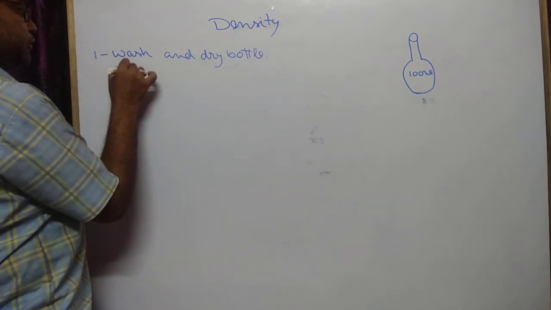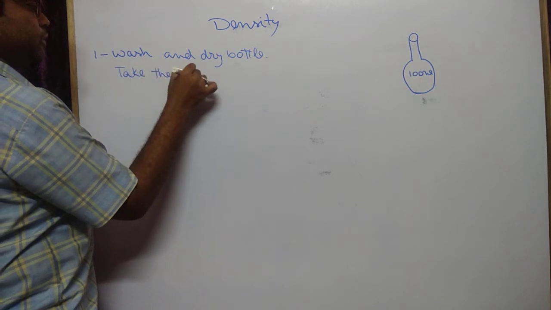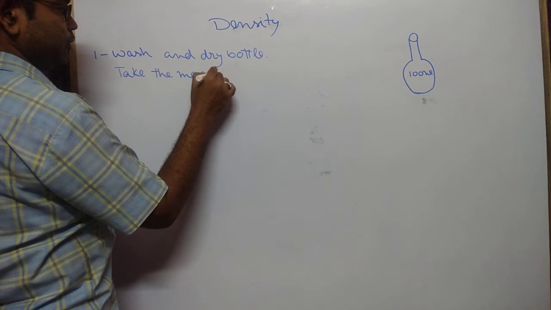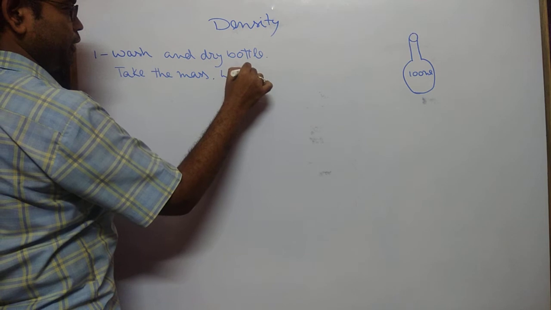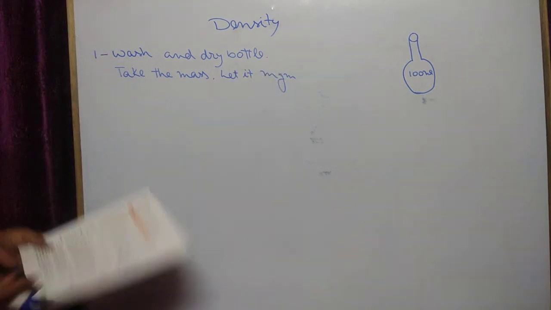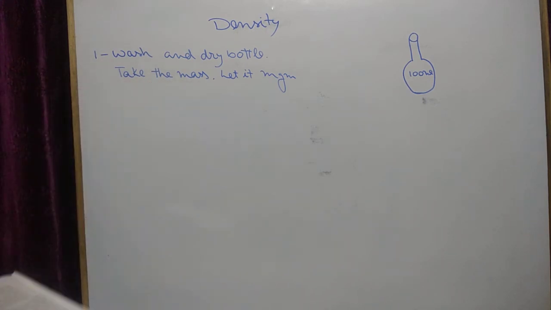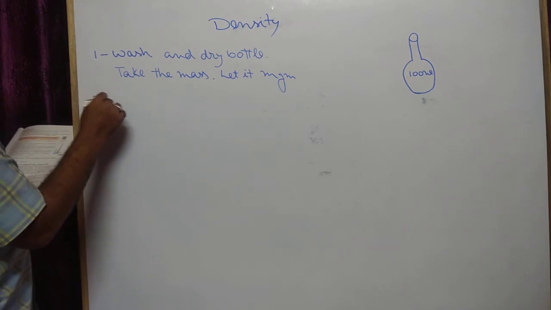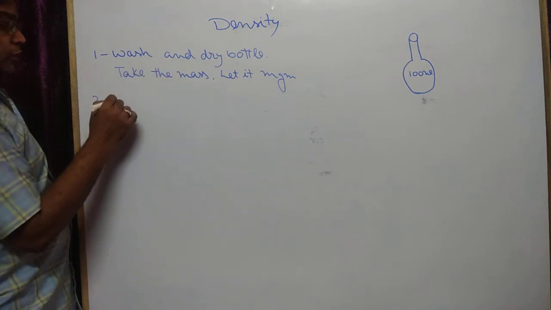Take the mass of the density bottle. Clear? Let it be m gram. Hope this one is clear. We use a physical balance to find the mass. Then second, now we fill the bottle with distilled water.